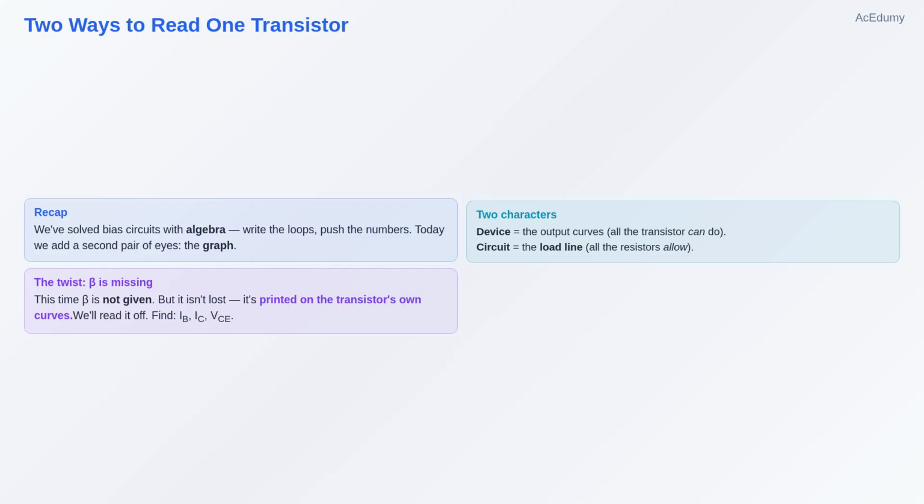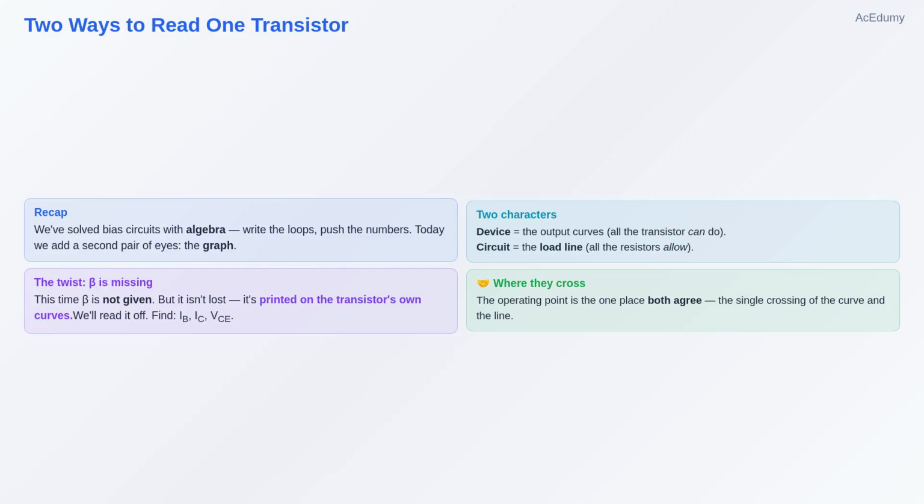The first is the device, the transistor's output curves, which show everything the transistor itself can do. The second is the circuit, a single straight line, the load line, that captures everything the resistors will allow. The operating point, the one place the transistor actually settles, is wherever those two agree. Picture two lines on a chart crossing once. The device says, I can be anywhere along my curve. The circuit says, I can be anywhere along my line, and only their crossing satisfies both at once.